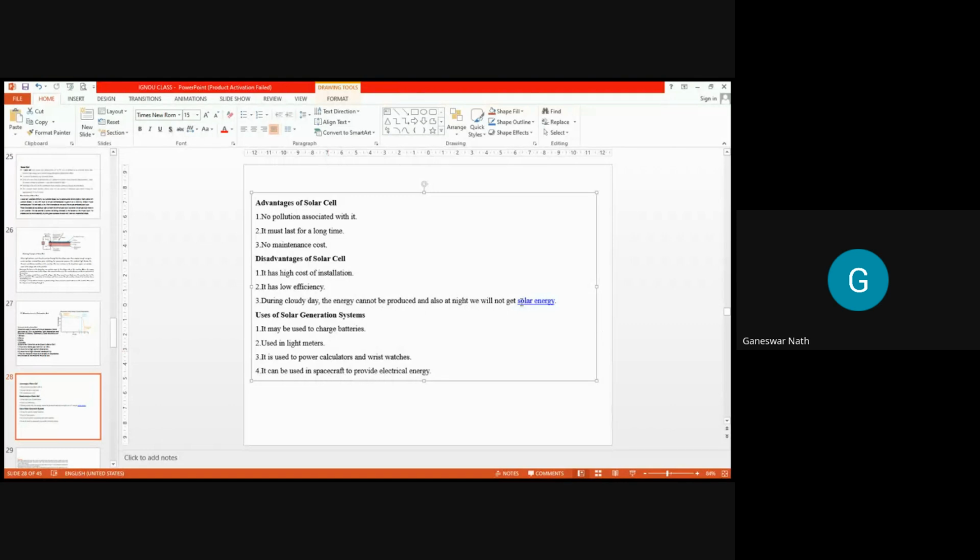And nowadays you can find solar cells having high applications, because almost all the things you can find are made up of this solar cell. For example, particularly for the charging of the battery, light meters, and also the power calculator, wristwatch, spacecraft. These are some applications of the solar cell here.